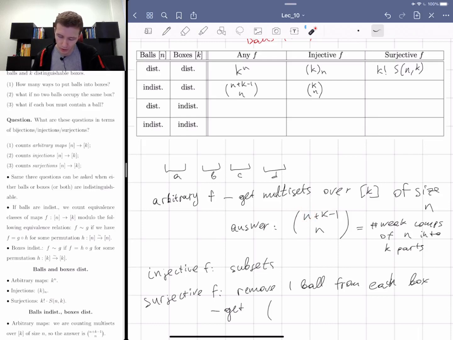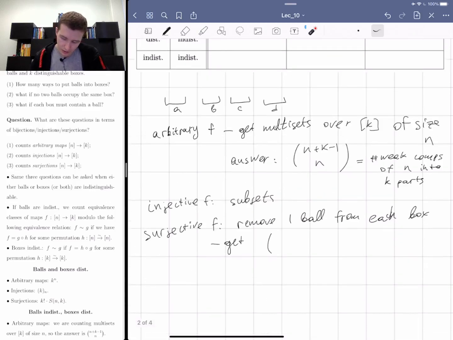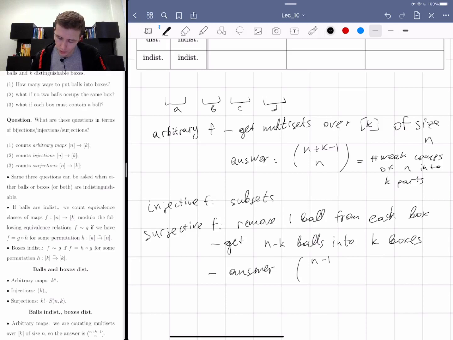Because after you remove one ball from each box, you get n minus k balls. You put them into k boxes in any way you like. So the answer is n minus 1 choose n minus k. What I did was I replaced n by n minus k in this formula. So that is also the number of compositions of n into k parts.